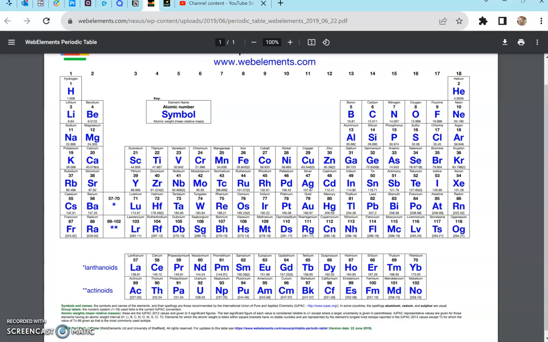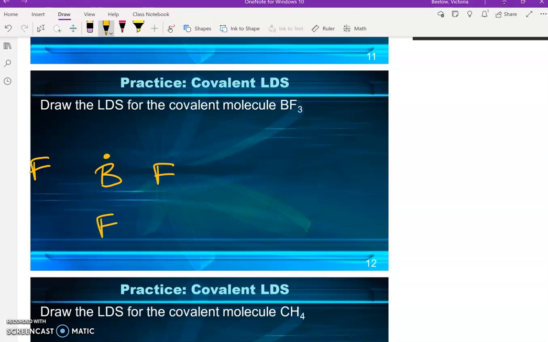So boron is in group 13, so it is surrounded by 3 valence electrons. Also note that boron is one of the exceptions to the octet rule. It can only be surrounded by a max of 6 valence electrons. So that is one of our exceptions. Boron can only be surrounded by 6 valence electrons. Hydrogen can also only be surrounded by 2 valence electrons as well. So those are our 2 exceptions to the octet rule.